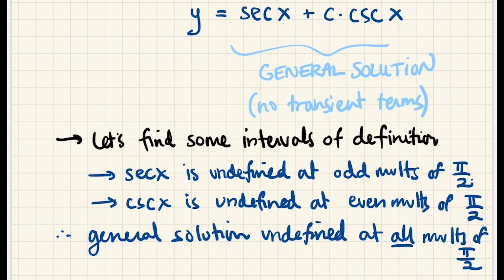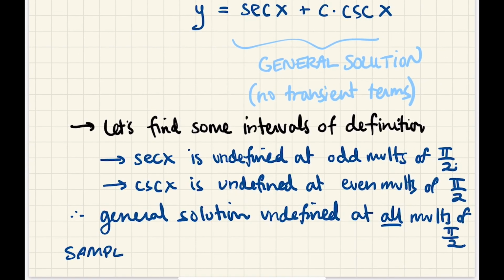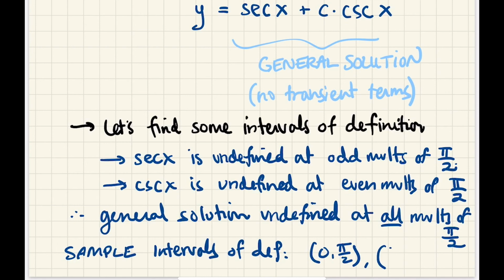Okay, so sample intervals of definition. Well, how about 0 to pi over 2? Or like 5 pi over 2 to 6 pi over 2, etc. If there were an initial value given in this problem, then we'd have to go with the interval of definition that included the x-coordinate of the initial value.